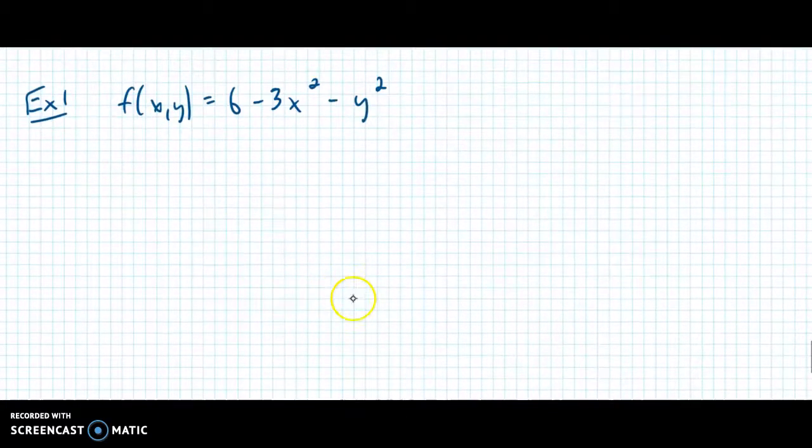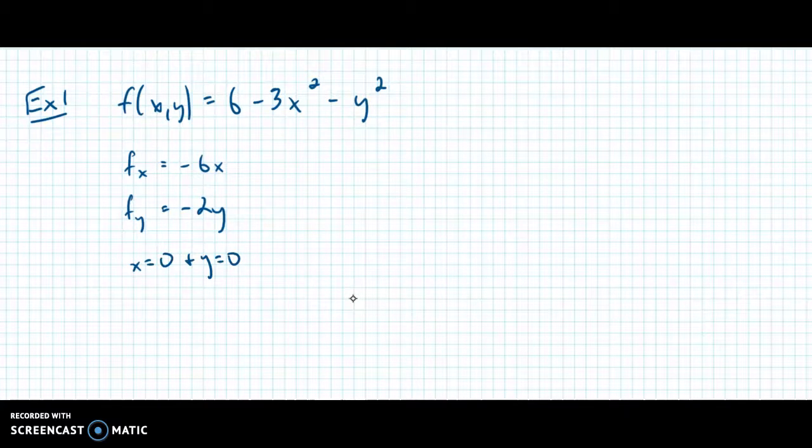So the first thing I need to do, and I think we did this one earlier, is find f sub x. That in this case is negative 6x. And find f sub y, and that in this case is negative 2y. It should be pretty clear that x equals 0 and y equals 0 is the only thing that will make both of these first partials equal to 0. So my critical point, there's only one of them, is 0, 0.